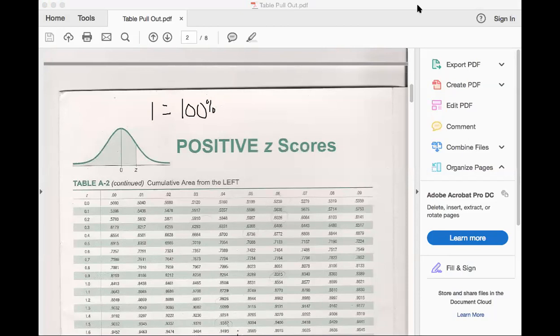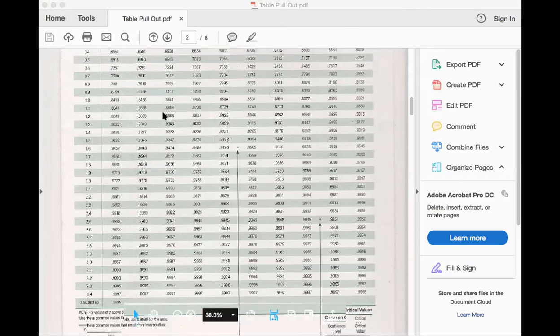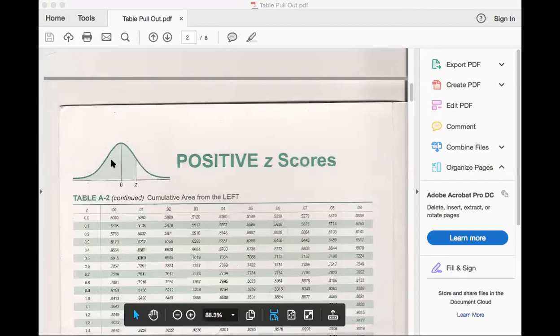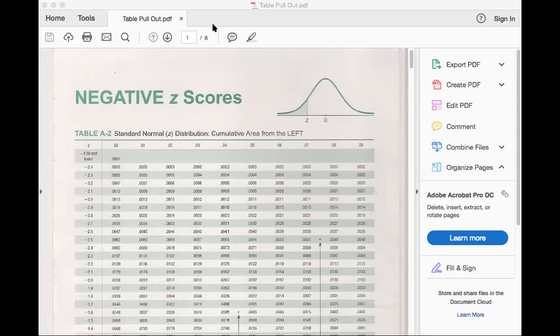So if you scroll to the very bottom of your chart, you see it ends at 0.9999, right? So they don't quite go 100% because it only goes up to 3.5, but basically it says if you go 3.5, you're pretty much covering the entire graph. And if you go to the negative side and look at where it starts at 0.0001, which is negative 3.5.